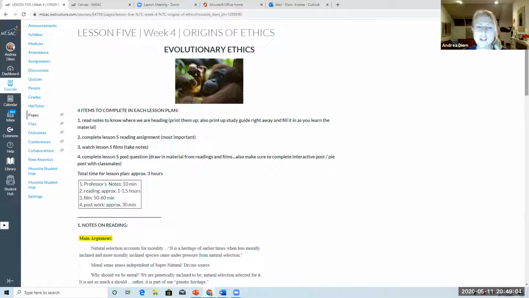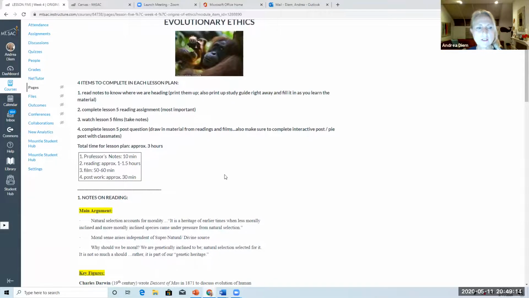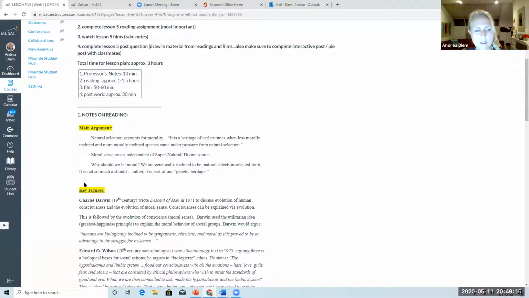And that's part of education, to see things from different perspectives, as we learned from the Jains, to take that Anekantavada approach where we look at it from multiple angles. So in understanding evolutionary ethics, here are the notes, and I start here with the idea that the moral sense arises independent of a divine source, and grounding it in an explanation that's connected to natural selection.